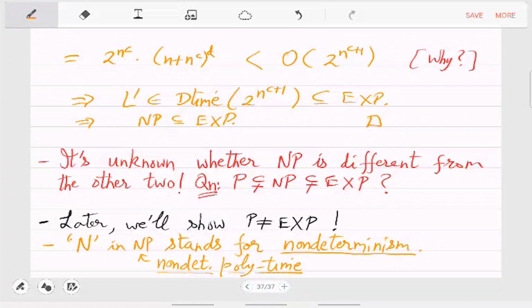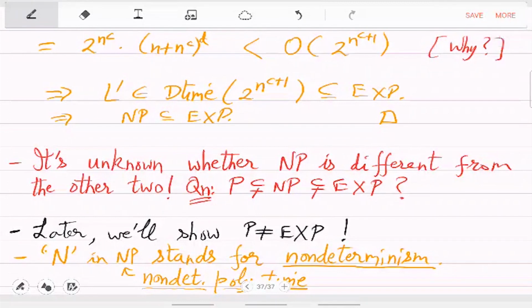So why is such a thing called non-deterministic polynomial time? A better name would have been efficiently verifiable. Instead of that, why this complicated name? To answer this question, we have to define a whole new model, which is called non-deterministic Turing machines. And I think that also you have probably seen in other courses.